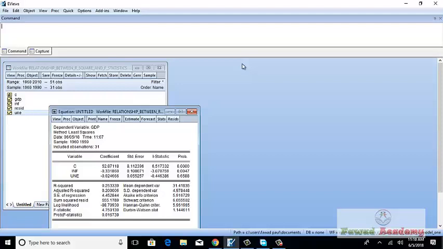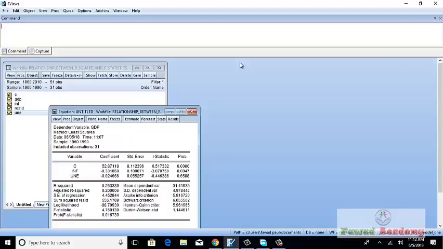And let's talk about our main issue, R square. And what is R square? We call it a joint test. The value of R square is 25.33%, meaning that I can say that 25.33% of the variation in GDP can be explained by our two independent variables, inflation and unemployment, jointly.